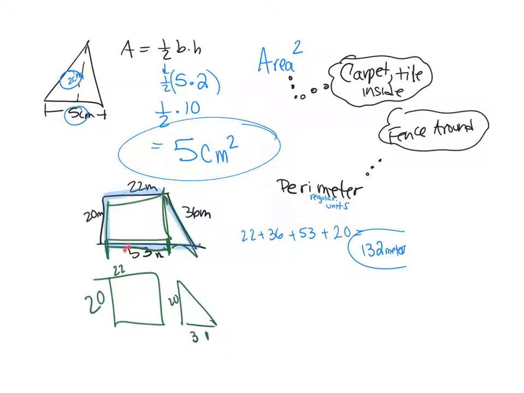So one more time, if you were to do the area, you would do the area of this rectangle, which is 22 by 20, and add it to the area of the triangle. The triangle's height is 20, because that's the same as this. And the base of that triangle, this part right here, if this distance is 22, that means this is 22. So this is the difference between 53 and 22, which is 31. And then you would do base times height divided by 2.